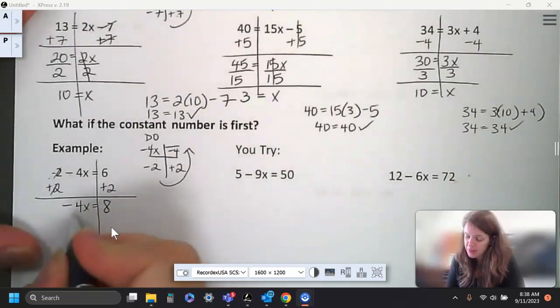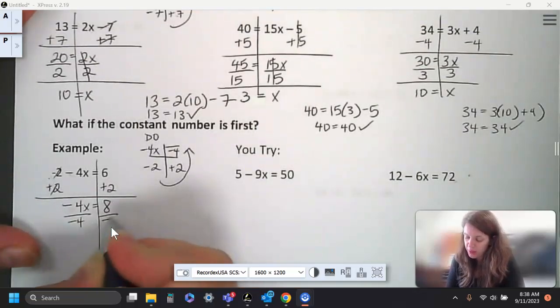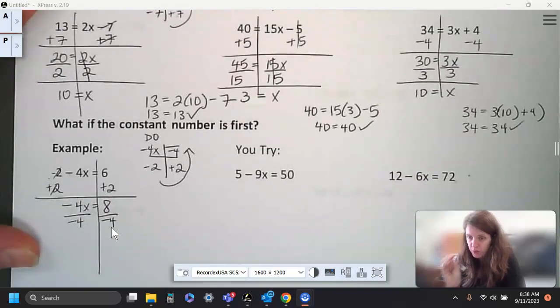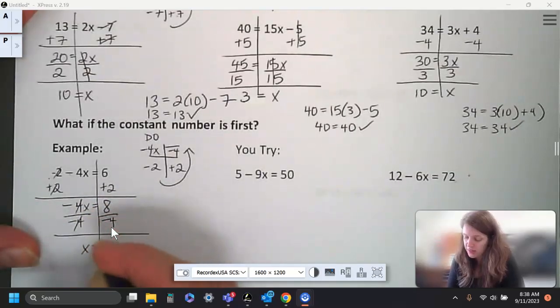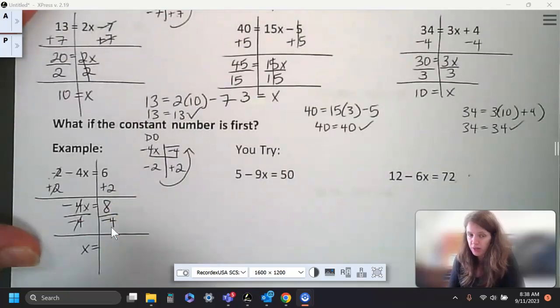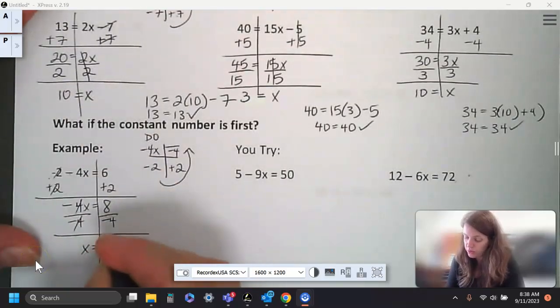And then my last step is to divide that number that's multiplied by the x that's right next to it, okay, from the equation, which is negative 4 here. So I'm going to divide by negative 4. I'll get 1, or 1x, and I'll get 8 divided by negative 4 gives me a negative 2.